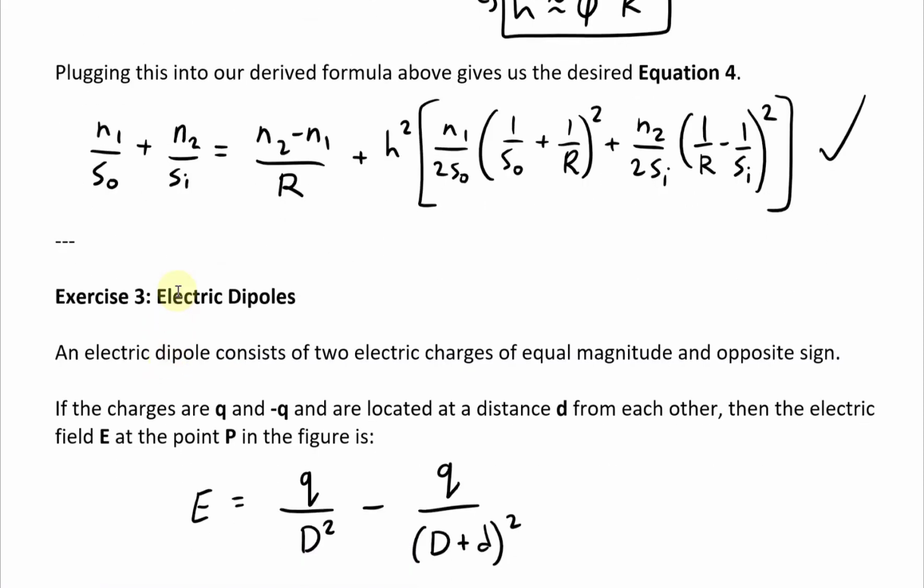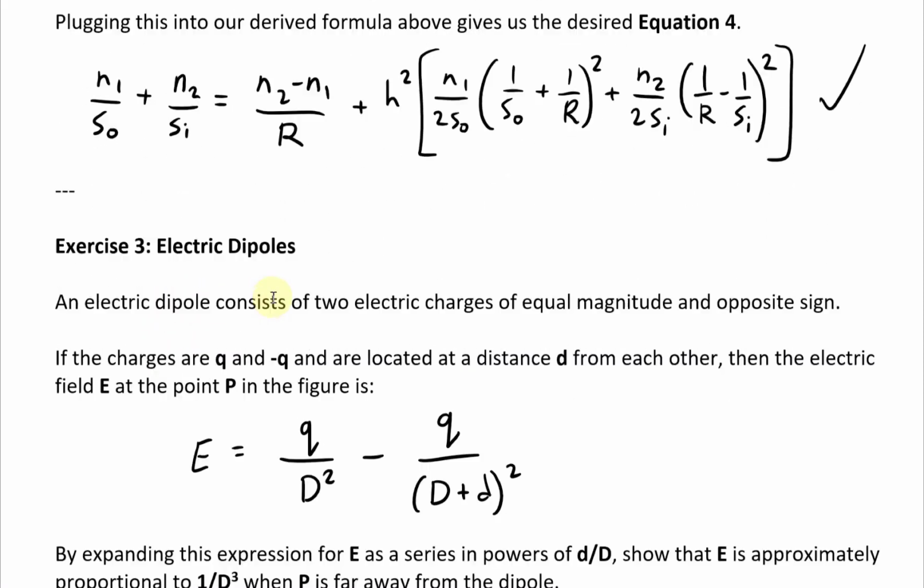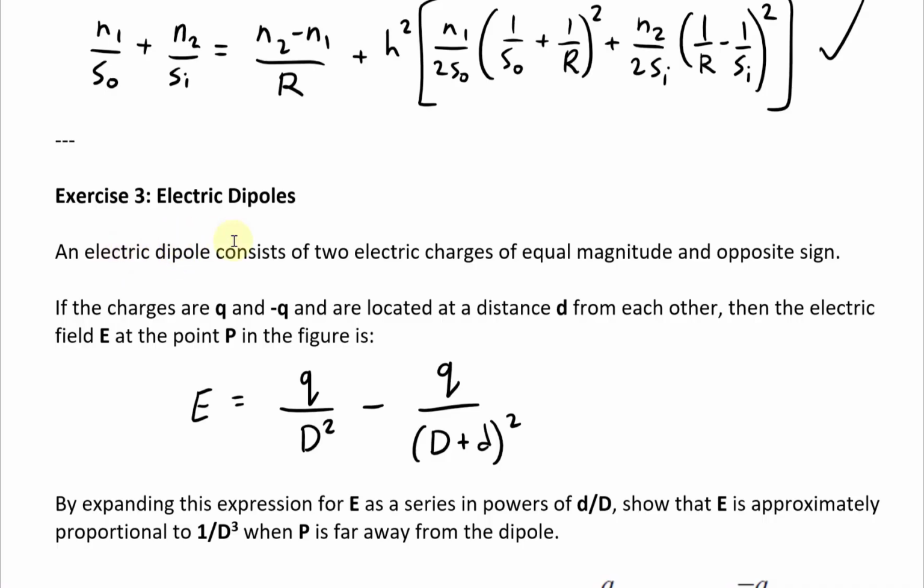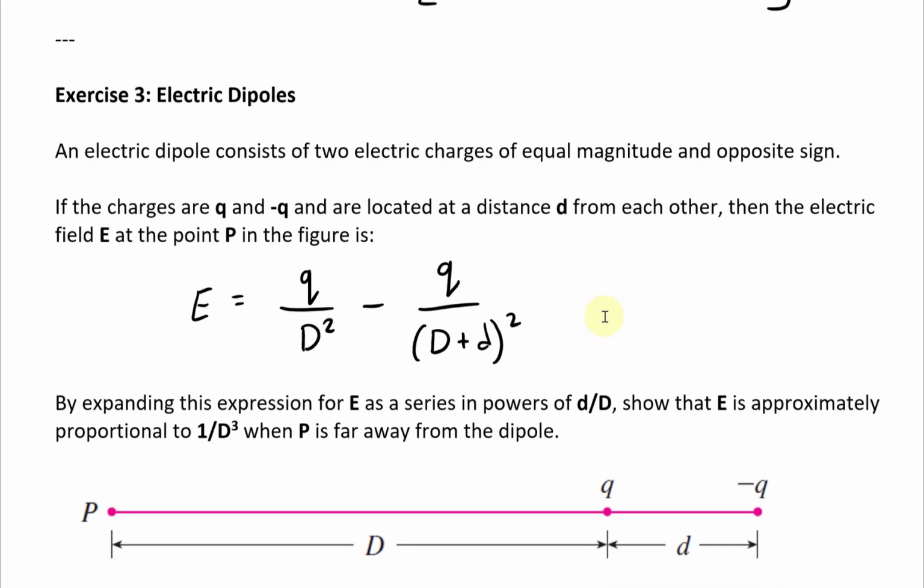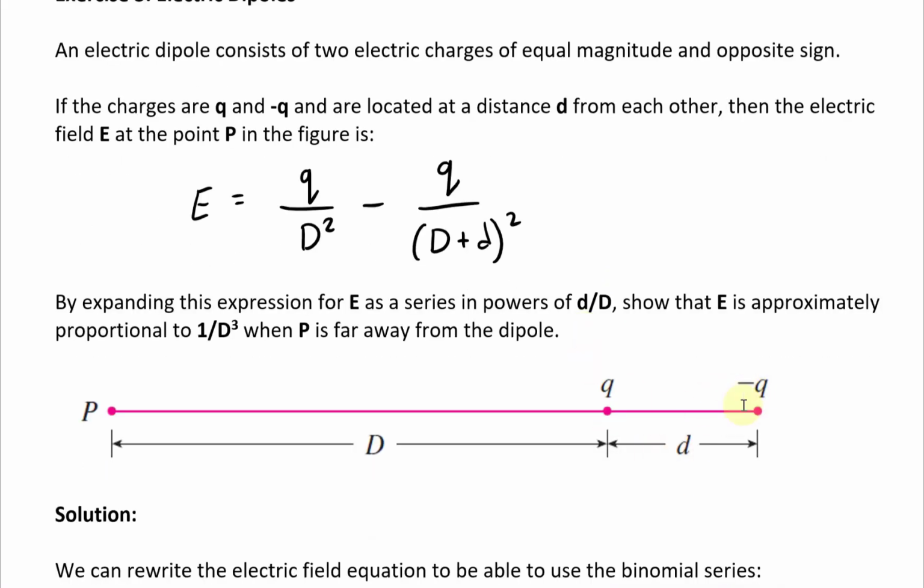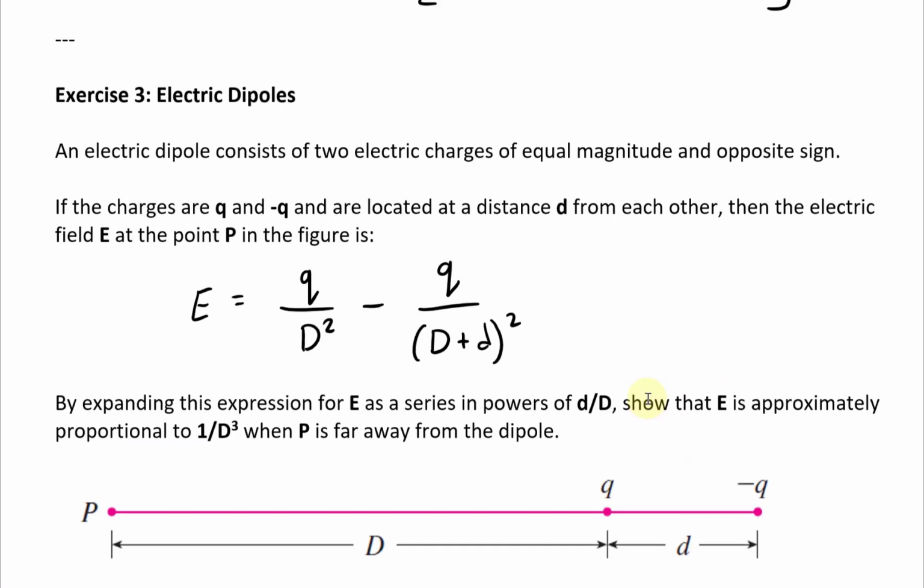Exercise 3 looks at electric dipoles. An electric dipole consists of two electric charges of equal magnitude and opposite sign. If the charges are q and negative q and are located at a distance d from each other, so you have q and negative q like that, and they're separated by distance d.